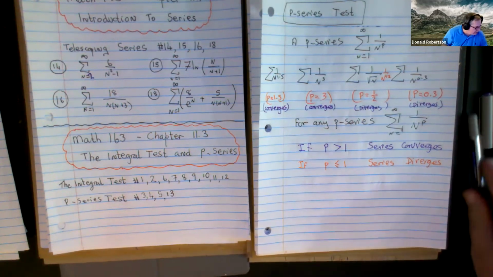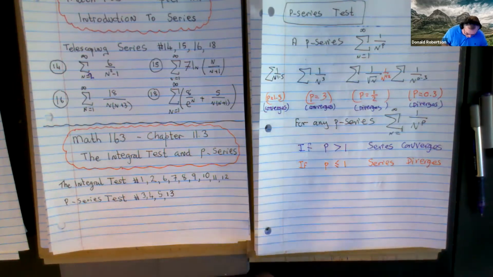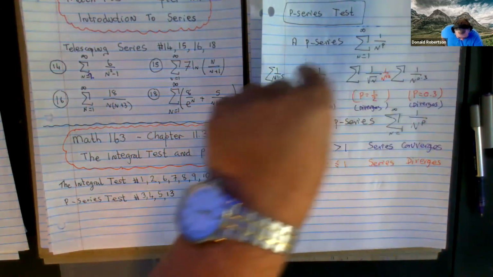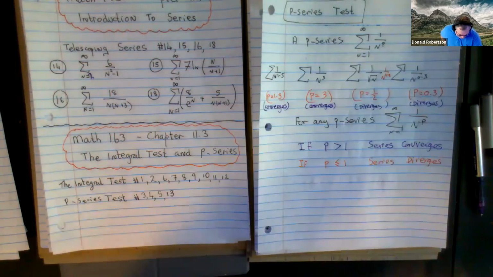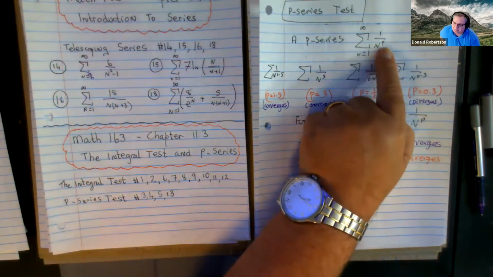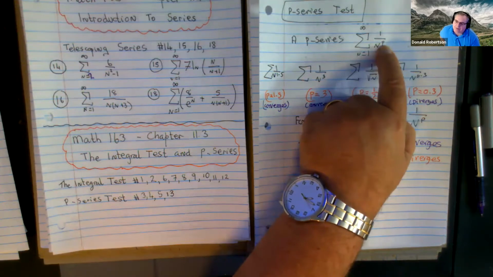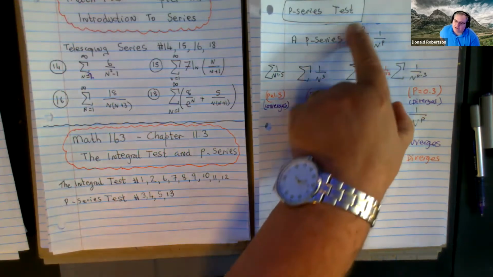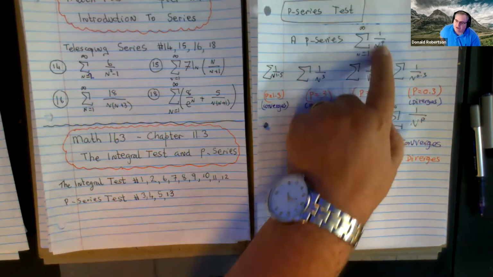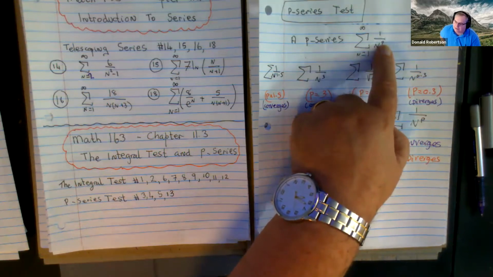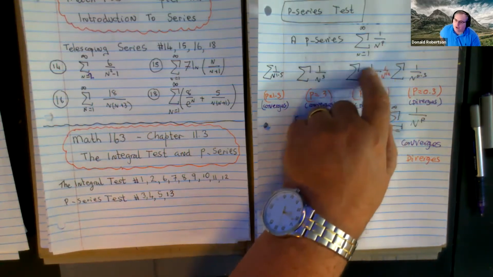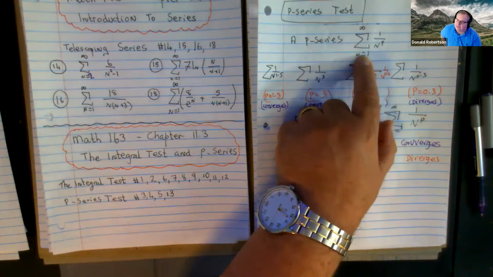So essentially, for a p-series, anybody who looks like this guy here, all you need to do is look at the power, the p. If that power is bigger than 1, you're looking at a series that converges. If that power p is less than or equal to 1, you are looking at something that diverges.